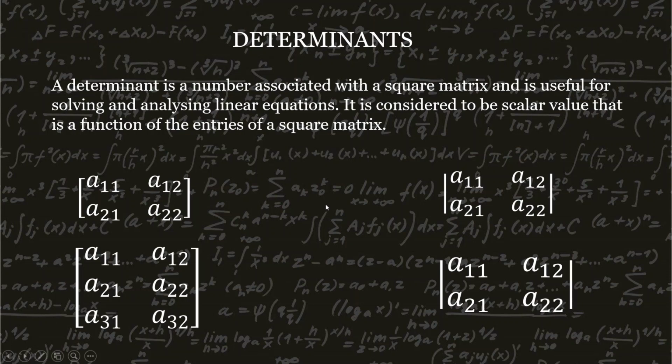For the difference between determinants and matrices, determinants are expressed in a pair of vertical lines, while matrices are expressed in brackets, as seen here. Moreover, the rows and columns of determinants should be equal, while for matrices, they may or may not be equal, as seen here.